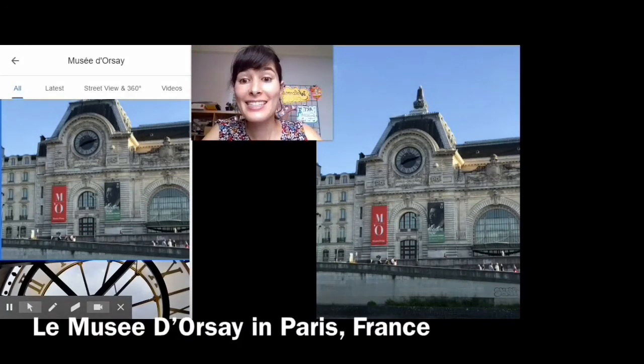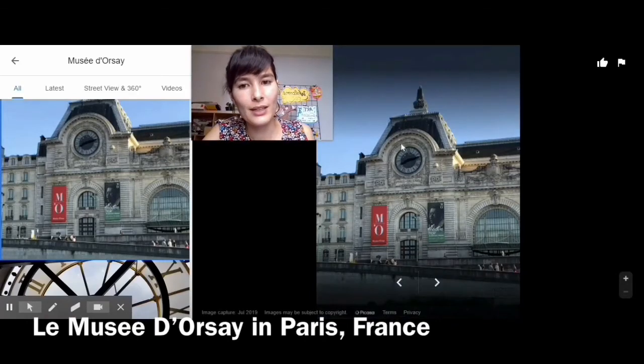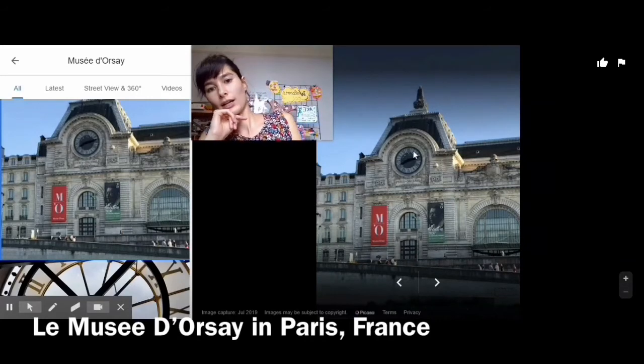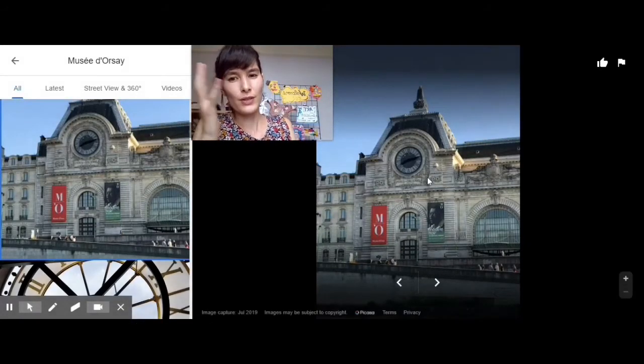So this museum is actually in an old train station. It's super cool. And there's a very big clock. You know, time is very important when you're trying to catch a train. There's a very big clock, which is kind of like a big symbol of this museum.